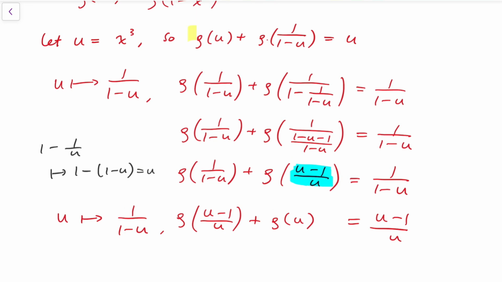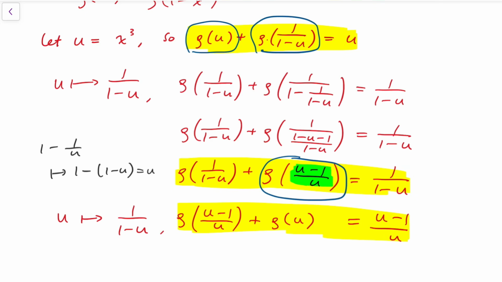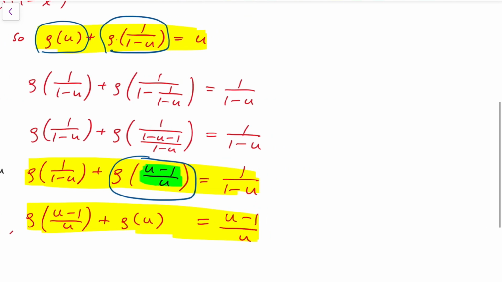So now by doing the substitution twice, we have three equations about the function g. The first one over here, and then the second one over here, and the third one over here. We can see that on the left side of the three equations, we have these three terms, each appearing twice: g of u, g of 1 over 1 minus u, and g of u minus 1 over u. So we can actually solve for g of u with these three equations.